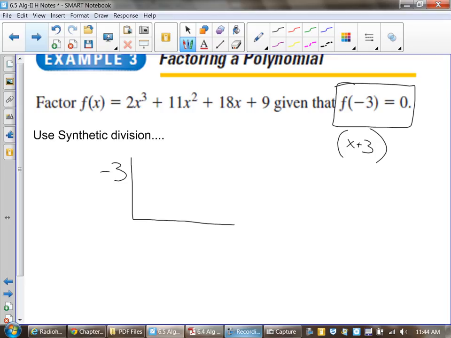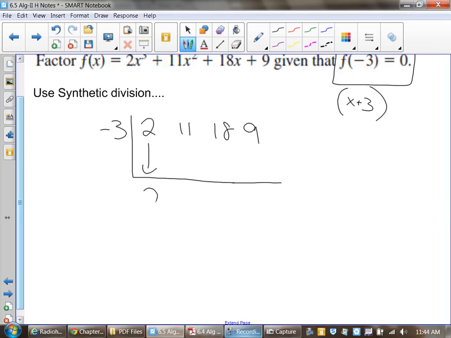Again, take your coefficients, 2, 11, 18, and 9. Drop it down. And I get that. So when I divide out by -3, knowing that -3 is a 0, I get 2x squared plus 5x plus 3.